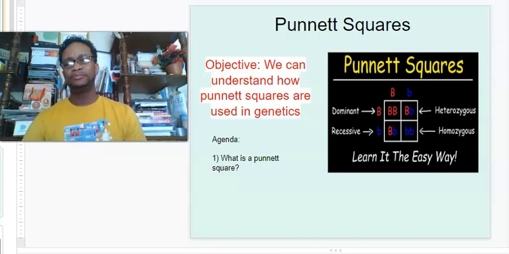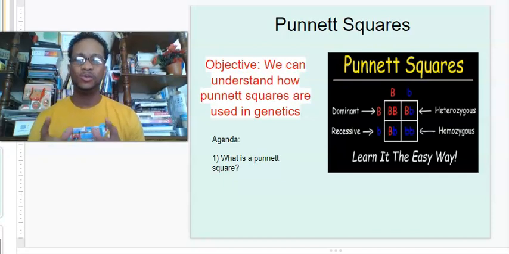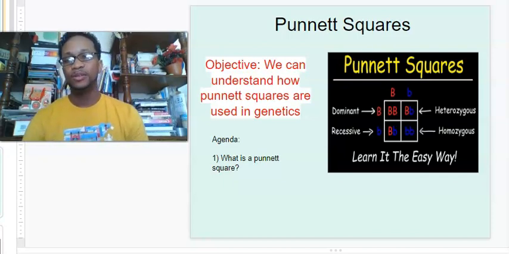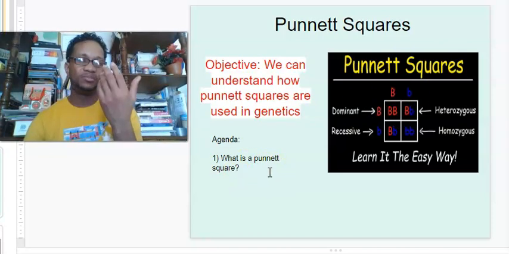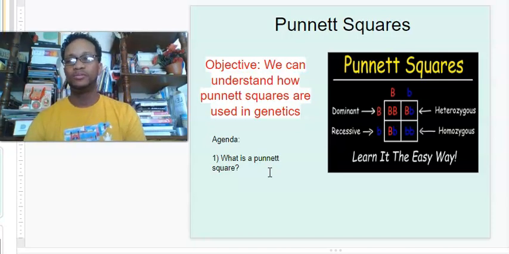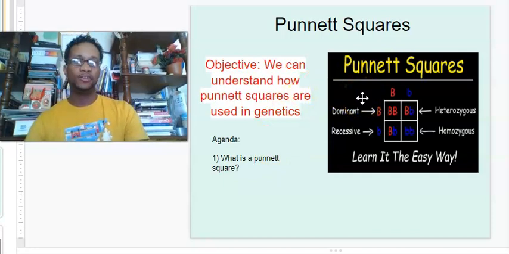So here, as you can see on the screen, the objective that we have today is: We Can Understand How Punnett Squares Are Used in Genetics. One of the main points we're going to discover is, before we can talk about Punnett Squares, the main question: what is a Punnett Square? I invite you to look at the screen, and you see a Punnett Square right here.